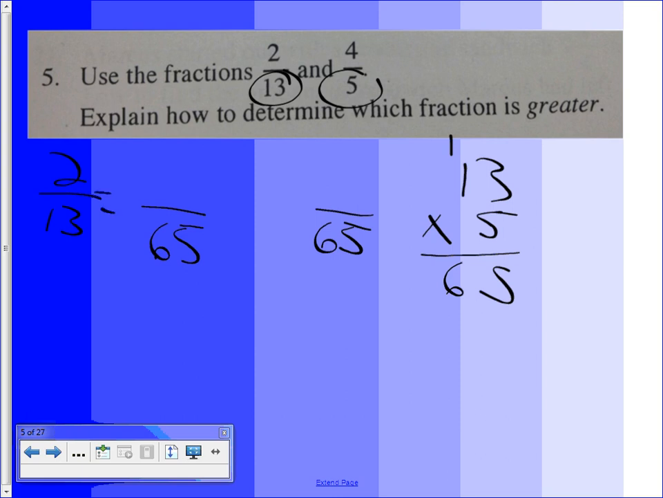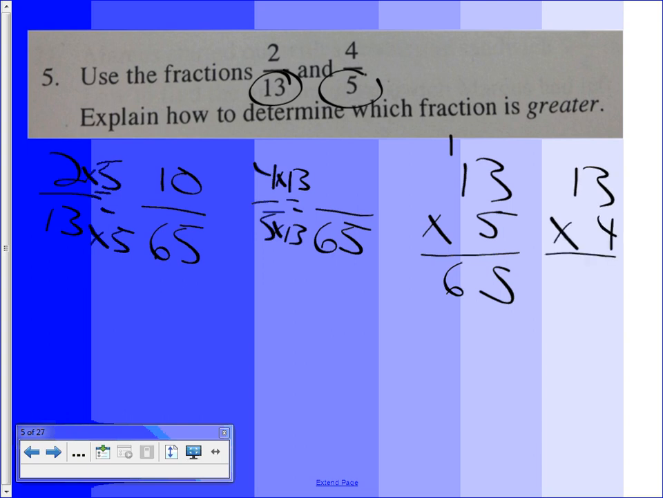2/13 and 4/5, with 13 times 5 being 65. 2 times 5 is 10. 5 times 13 is 65. 4 times 13 is, I'm not sure. 13 times 4. 3 times 4 is 12. Carry the 1. 4 times 1 is 4, plus 1 is 5. So this will be 52. Question states, explain how to determine which fraction is greater. Well, we found common denominators. 52 is larger than 10. So which one's larger, kids? 4/5 is greater.